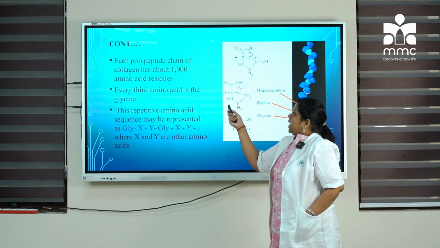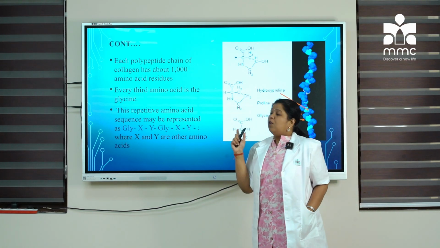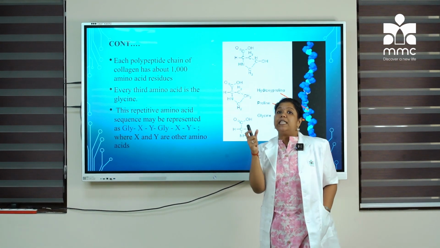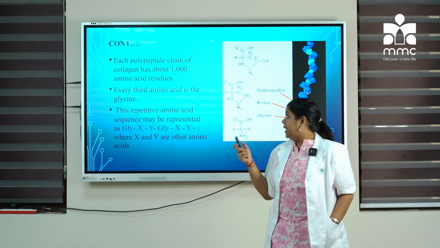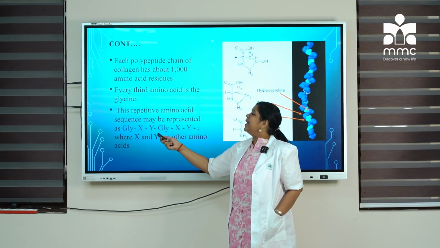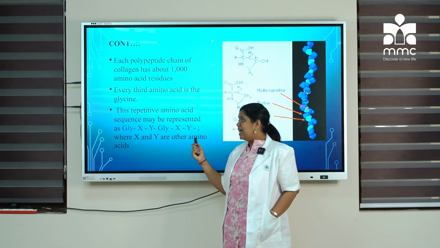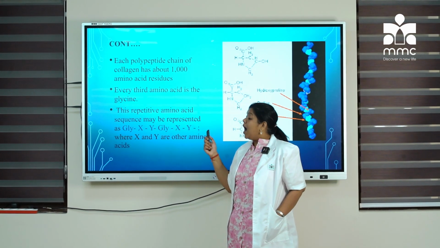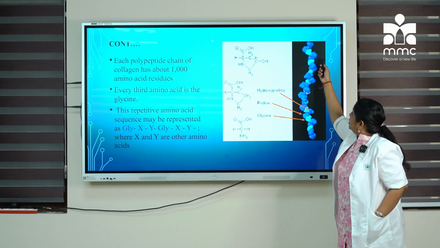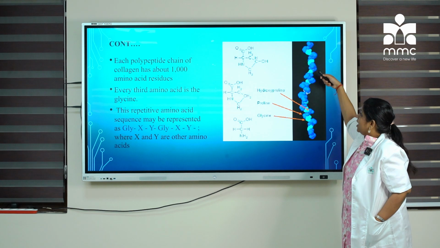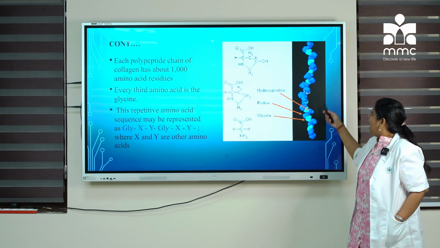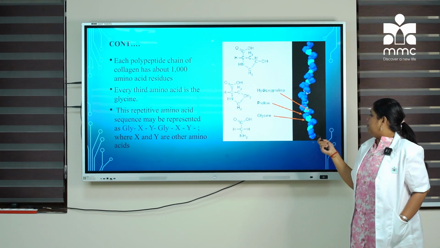Each polypeptide chain of collagen has about 1000 amino acid residues. Every third amino acid is repetitive, that is, it is represented as glycine-X-Y, then again glycine-X-Y. The X and Y are other amino acids. This is the structure. It is a helical structure twisted around as a triple helix and bonded by hydrogen bonds.